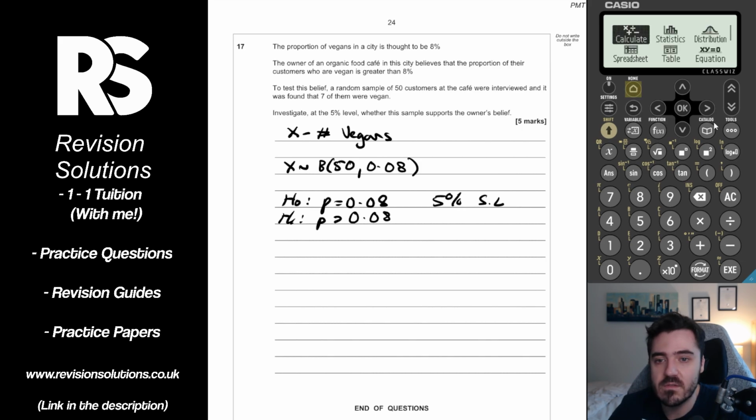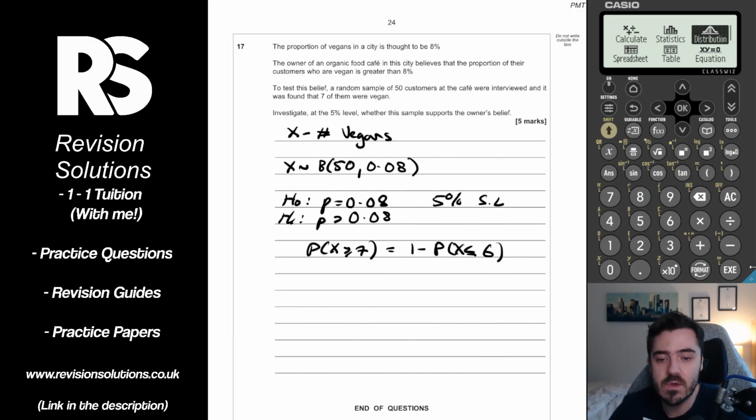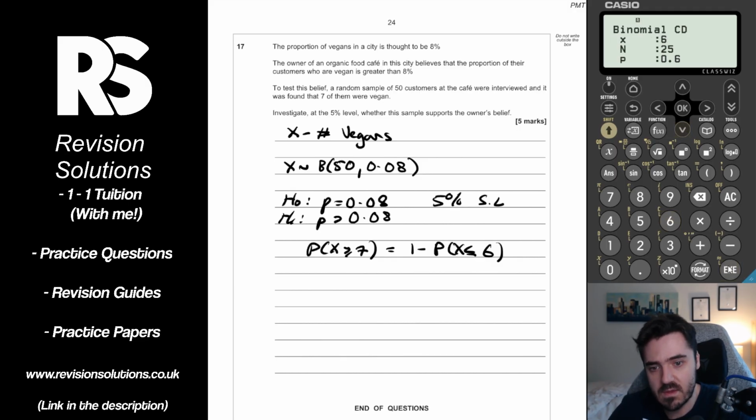Let's use our calculator to go and find... Well, we can just test his statistic, actually. We don't need to find the critical region. So we need to find the probability x is greater than or equal to 7. That's 1 minus the probability x is less than or equal to 6. If we go to our distributions and use the cumulative distribution now, because I want less than or equal to 6, we'll type in 6. Then the sample size is 50. And then we're using 0.08 for our p-value.